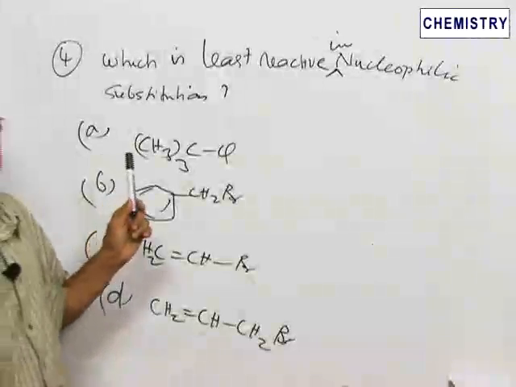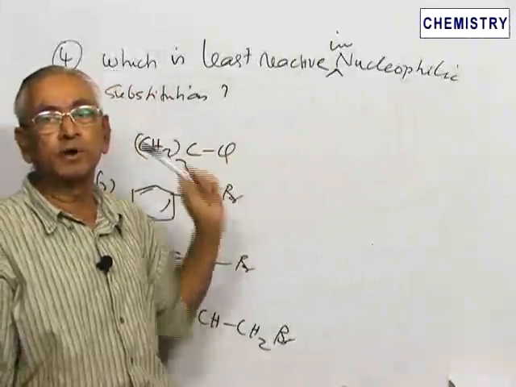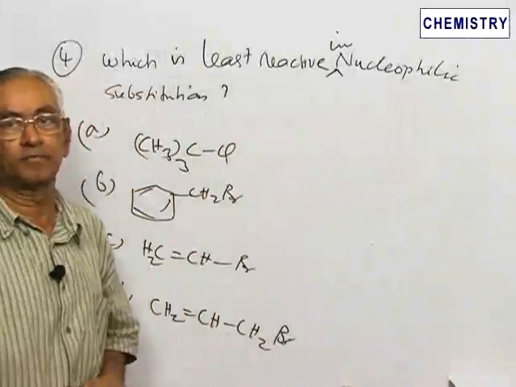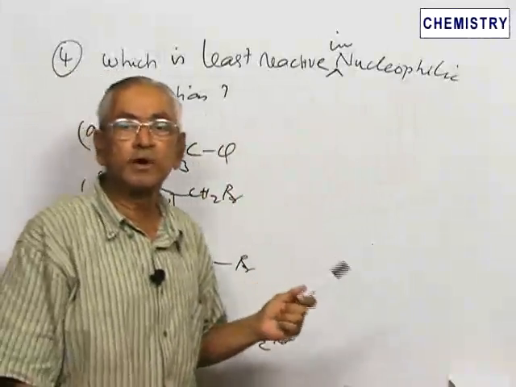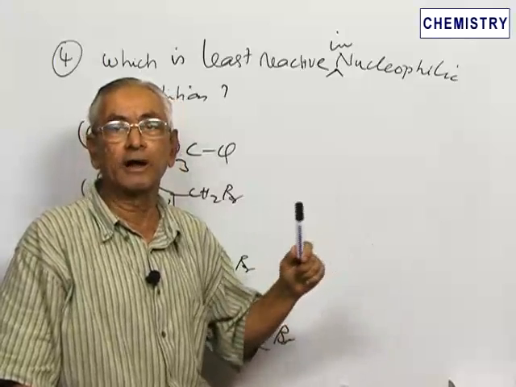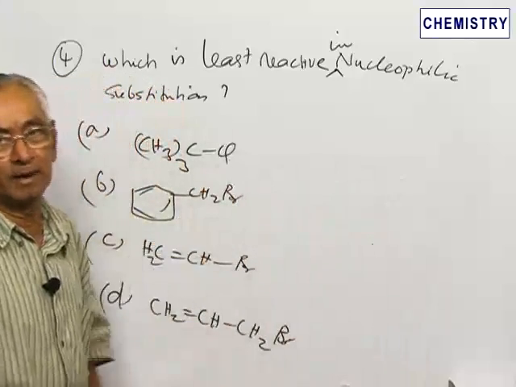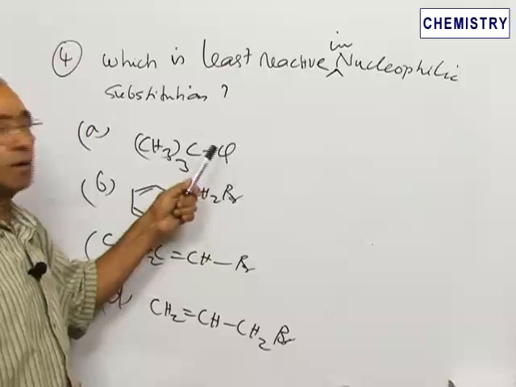The next question is, which is the least reactive in a nucleophilic substitution reaction? Four species are given. In a nucleophilic substitution reaction, as we all know, a nucleophile substitutes or replaces another nucleophile. So, which is most favorable among these? Let us look at them one after the other.